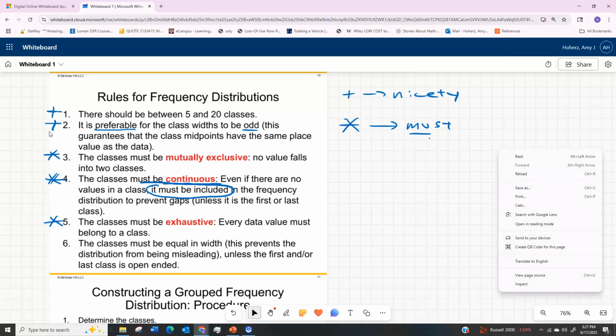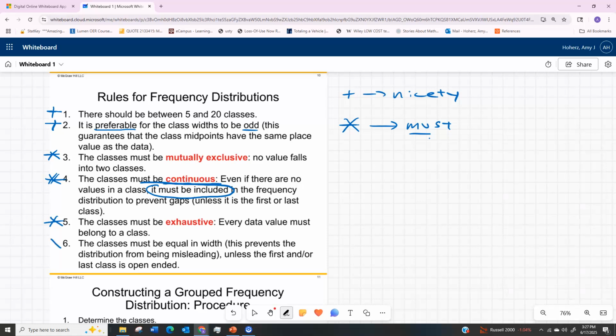So 5 to 20 classes preferable, class widths odd preferable, but they must be mutually exclusive, they must be continuous, they must be exhaustive. And then the classes must be equal in width. Again, that's a must. So the first 2 are niceties.